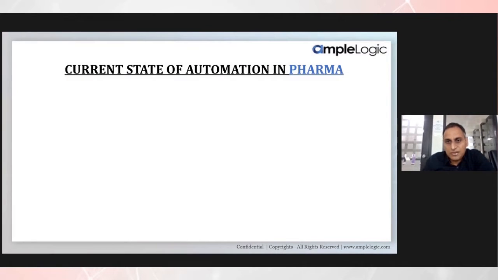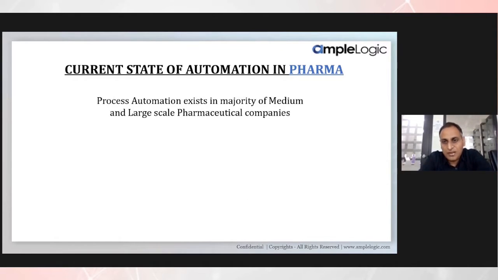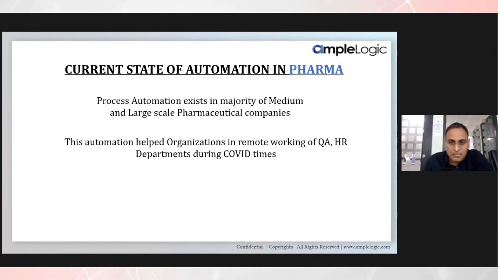What is the current state of automation in pharma? You see, there is a good amount of automation available in the pharma industry. Many medium and large scale companies have a really good amount of automation available, especially when I talk about the generics or the bio industry. But small organizations are still trying to get into automation. This automation has been helping organizations; even during the COVID times, it helped the remote working of some of the quality assurance and HR departments.